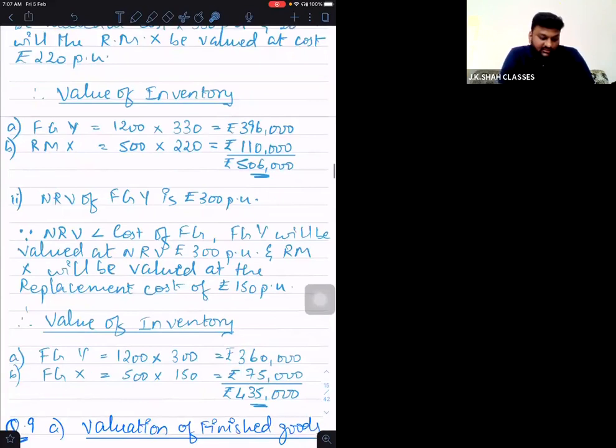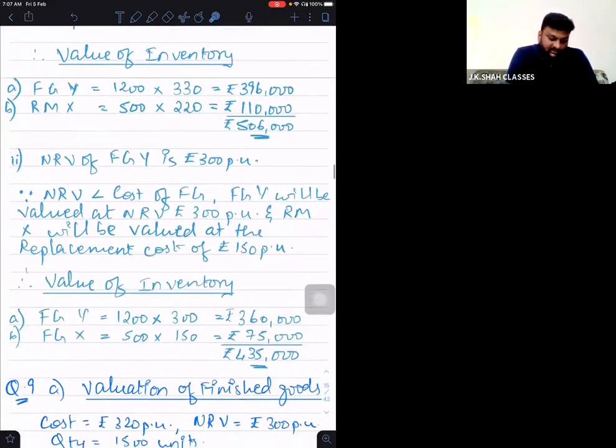Then second situation, you have to first give the heading: if NRV of FG Y is 300 rupees, right? Then same statement. Since NRV is less than cost, finished goods will be valued at NRV rupees 300 per unit, and raw material will be valued at replacement cost of rupees 150 per unit. Same value of inventory: 1200 into 300, 3 lakh 60, 500 units multiplied by 150, 75,000. Total value 4 lakh 35,000.